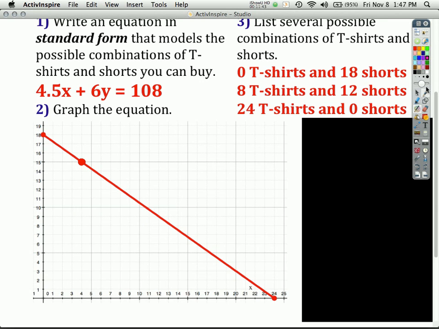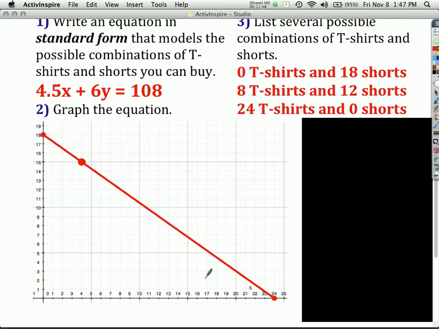Now, any point on this line will also get you the number of T-shirts and the number of shorts. But there are certain points that don't count. For example, this point right here would be 11.5 pairs of shorts. You can't have half a pair of shorts. So that point doesn't count at all, okay?